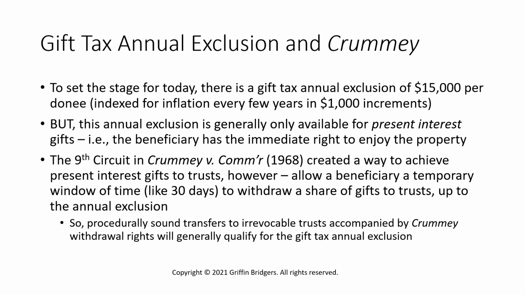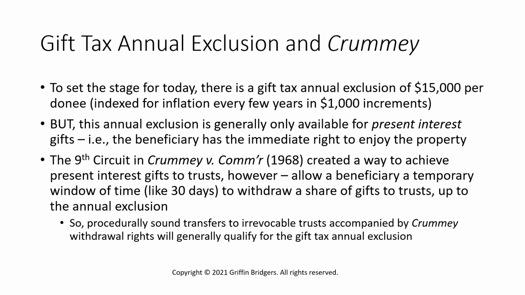where the Crummey family created a way to achieve present interest gifts to trusts by giving beneficiaries a temporary window of time, usually 30 days, to withdraw a share of any gifts to trusts up to the annual exclusion. So, in other words, if you make a transfer to a trust, the beneficiary could withdraw up to the annual exclusion, or if less, their proportionate share of the transfer to the trust.